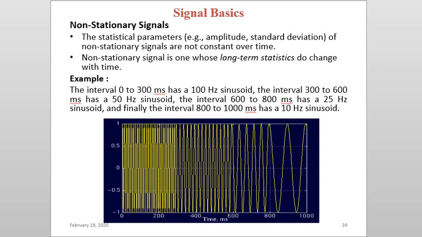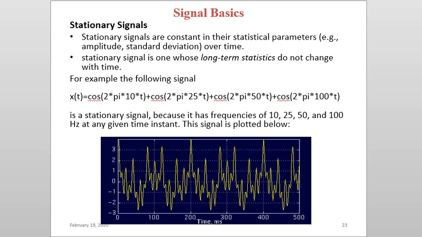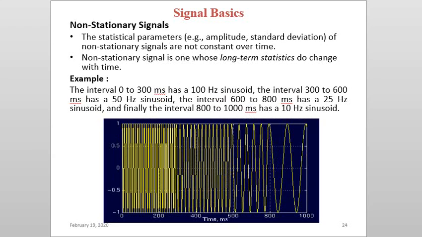In a non-stationary signal, the signal parameters like amplitude and standard deviation are not constant over time. That means from 0 to 200 seconds the frequency is at one level, from 200 to 400 the frequency changes, and from 600 and so on the frequency is changing continuously. That is why the formula cannot generate a single output as in a stationary signal. That's why the non-stationary signal is different from the stationary signal.